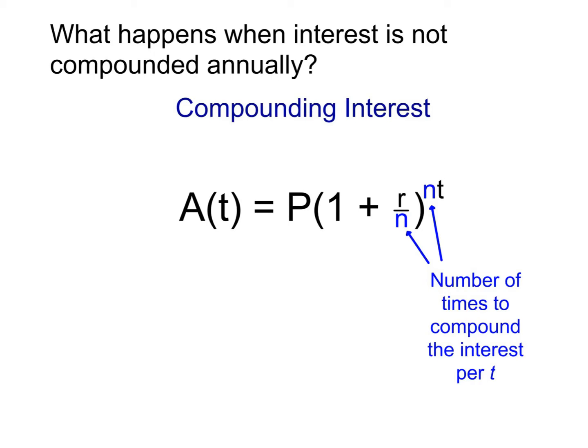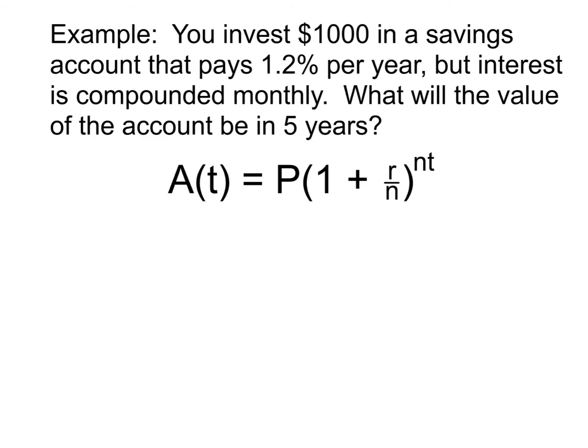Semi-annually means you're compounding it every 6 months, so in other words, twice a year. So there are just some different variations. Now we're going to take a look at this as an example problem about how this would all get put together. So in our example here, you invest $1,000 in a savings account that pays 1.2% per year, but interest is compounded monthly. And then what will the value of the account be in 5 years?